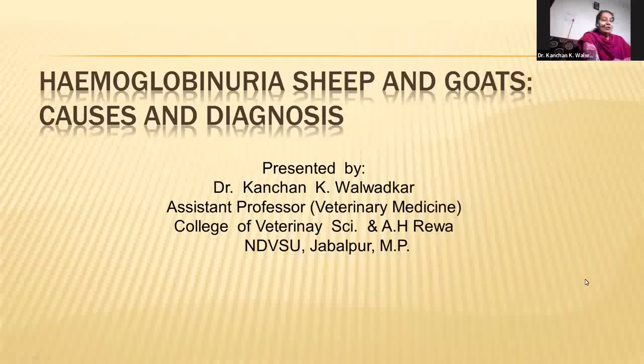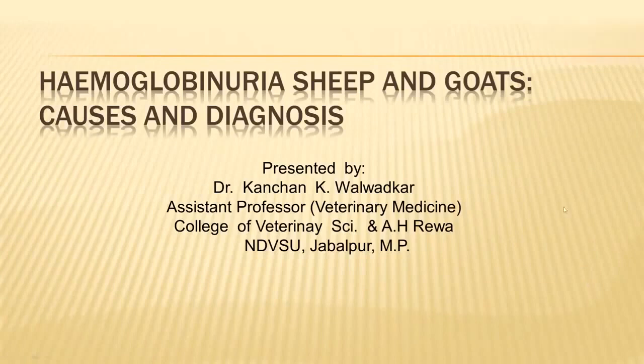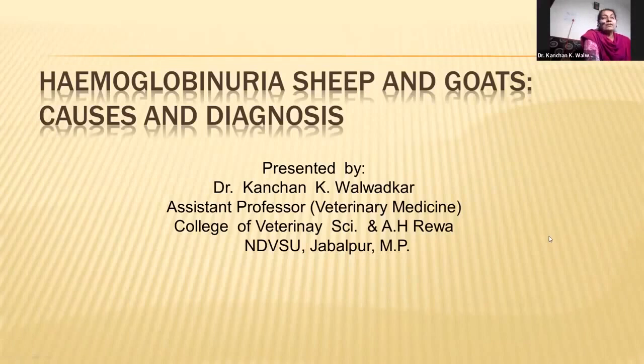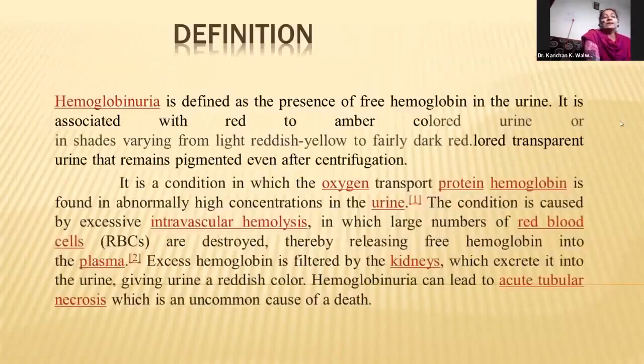Here on this platform, we are giving a brief idea and brief knowledge about the topic of hemoglobinuria in sheep and goat, the causes and diagnosis. So we can say all that is red urine is not hemoglobinuria. On the basis of pathology, on the basis of the color and other things, we can discriminate between hemoglobinuria, hematuria, and myoglobinuria. Hemoglobinuria can be defined as presence of free hemoglobin in the urine.